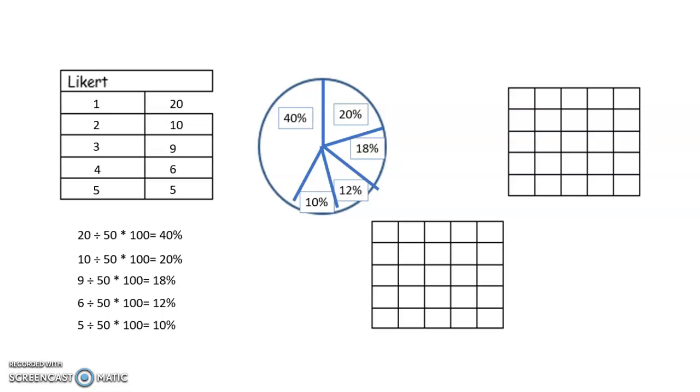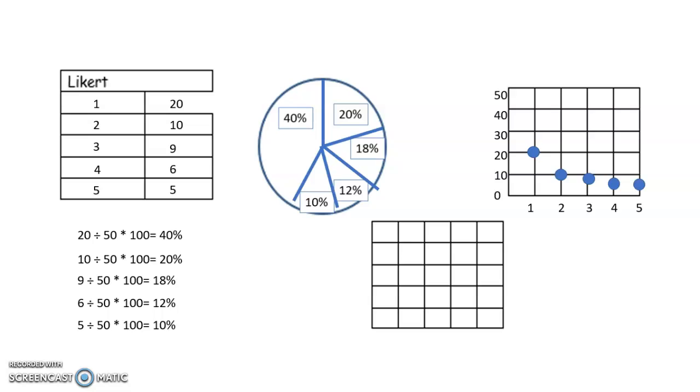The next 2 graphs are a line graph and a bar graph. Because my numbers are 1 through 5, I'm going to label the bottom of my graph 1 through 5. And because I have 50 responses, I'm going to number the graph of the side from 0 to 50, counting by tens. Next, I place a dot for every data point. At 1, it's 20 people, so the dot goes where 1 and 20 meet. 2 is 10, so the dot is where 2 and 10 meet. 3 is 9, 4 is 6, and 5 is 5.